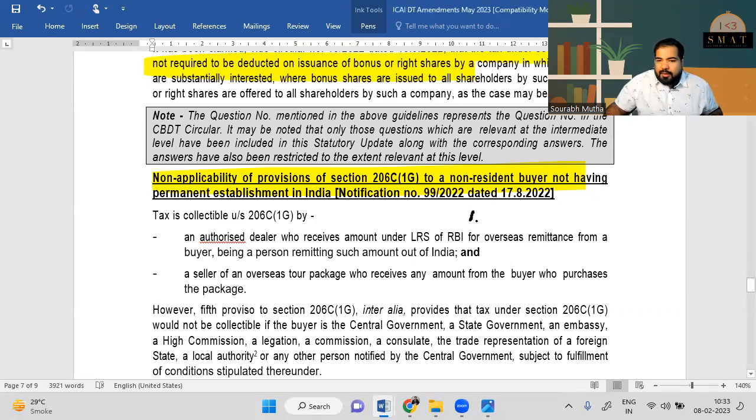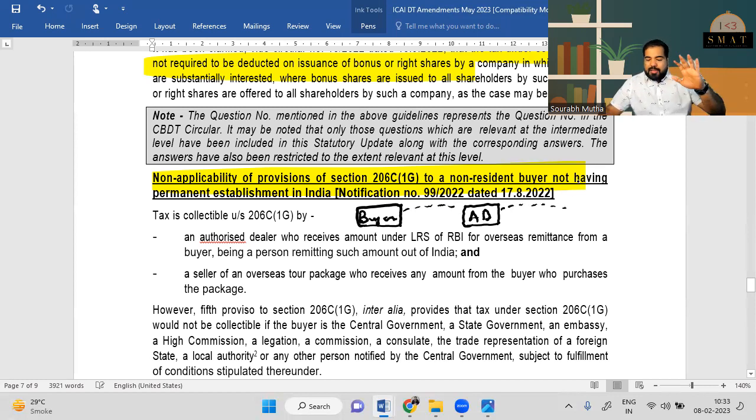Now, this is the authorized dealer. He is basically the seller, and you are the buyer of foreign exchange. When you pay him money, he will collect something more, 5% more, and that was a TCS at the rate of 5%. And this had to be paid to the government as TCS.